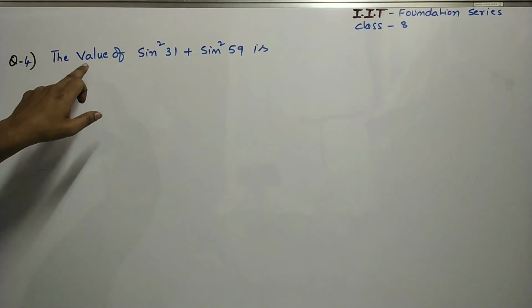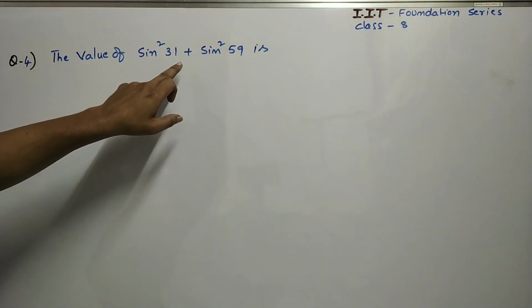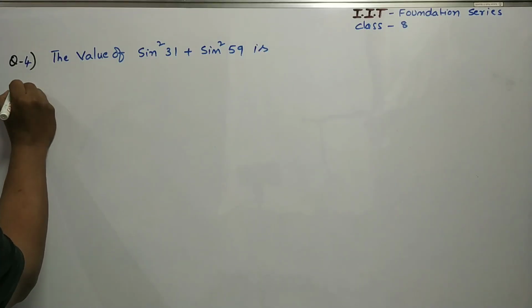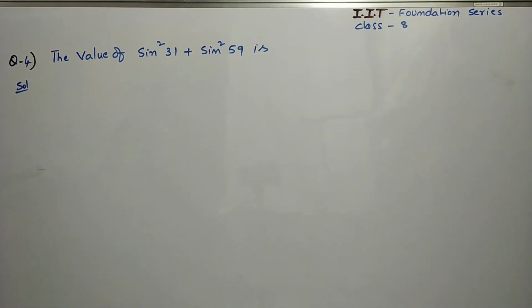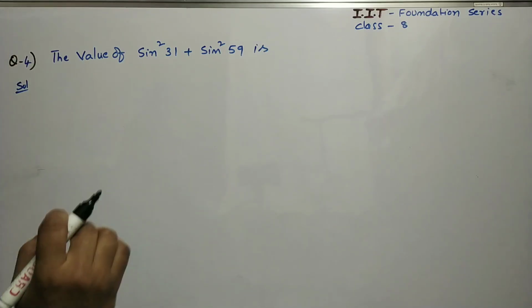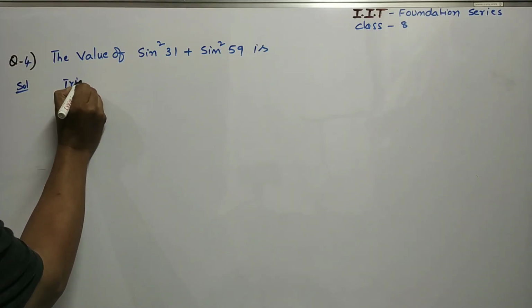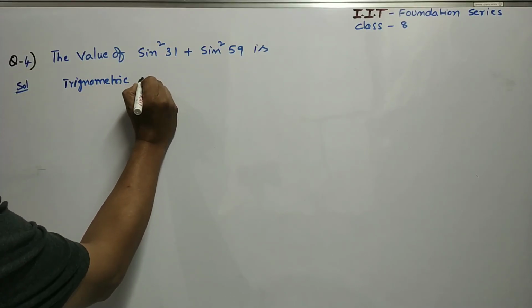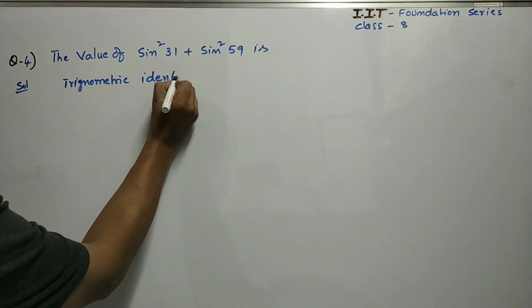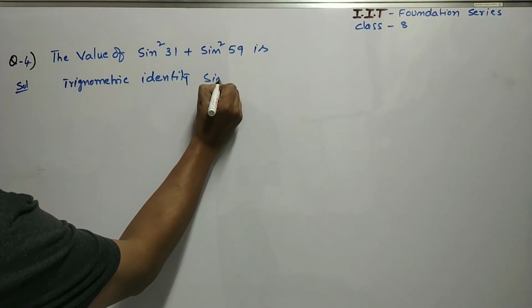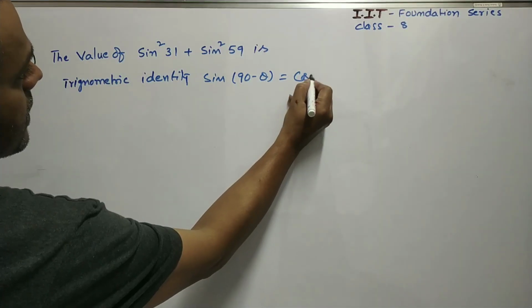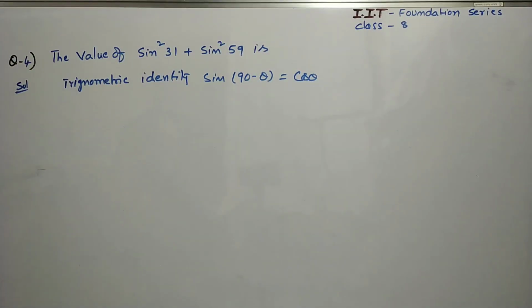Right. The fourth question: the value of sine square 31 plus sine square 59 is, okay, according to the trigonometric identity. What is the trigonometric identity? Sine of 90 minus theta is equal to cos theta.